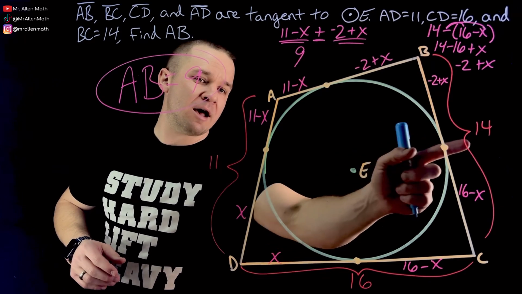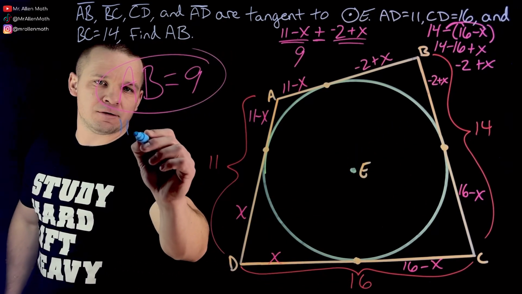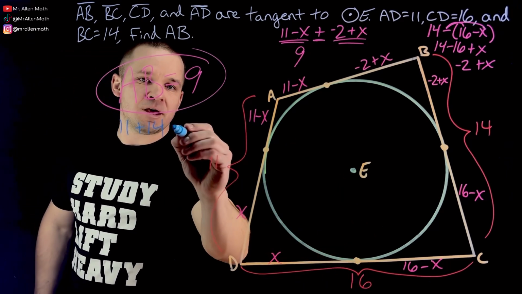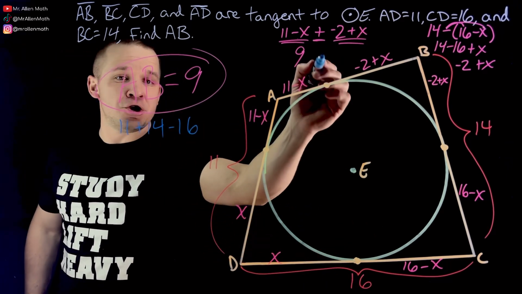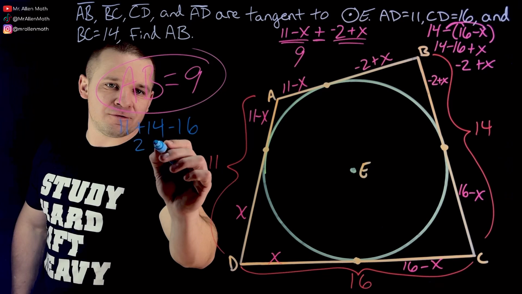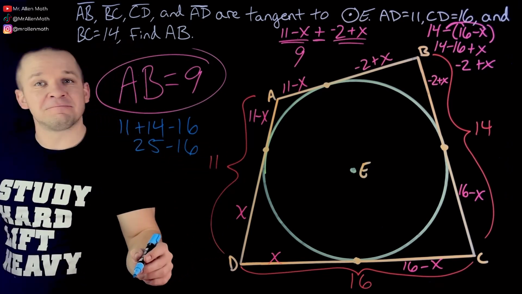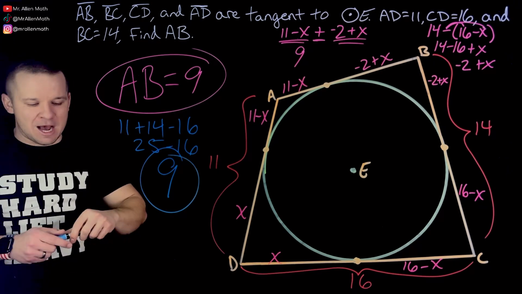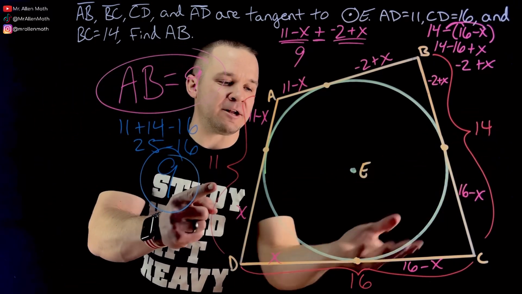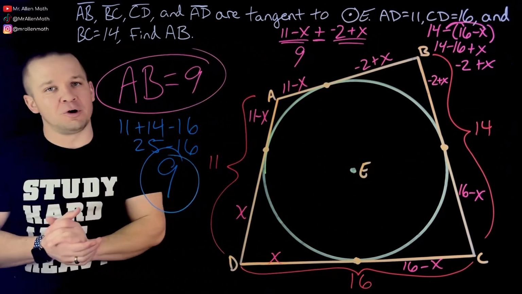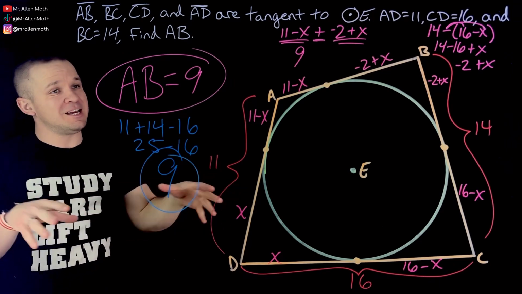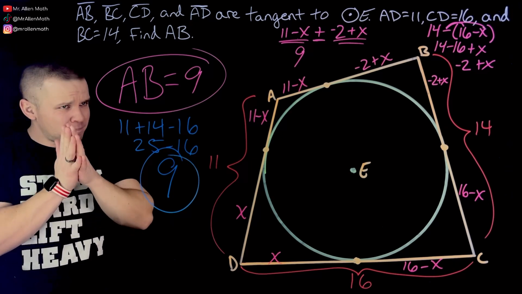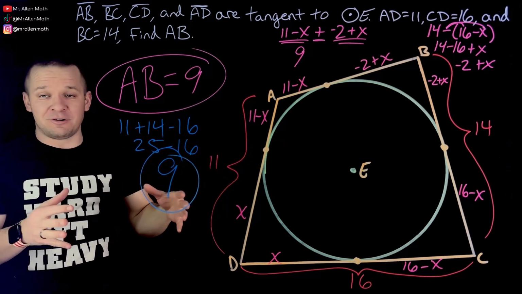If I add 11 and 14, the opposite sides there, and I subtract the other one that is opposite the unknown, I'd have 25 minus 16. That's 9. So by adding the opposite sides and subtracting the one across from the unknown, you will get to the same answer. Super quick, easy way to do this particular one. And it is always going to work out that way. There's a way to actually prove that it's going to work out. I'm not going to do that now.